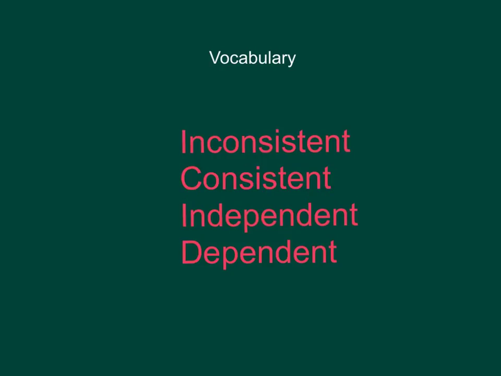For this section, we have some vocabulary that's going to help us identify our systems of equations. So we have inconsistent, consistent, independent, and dependent. So it is your homework now to figure out what these mean and write definitions, and I'll be checking them for the homework tomorrow.